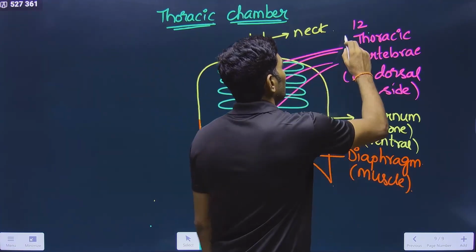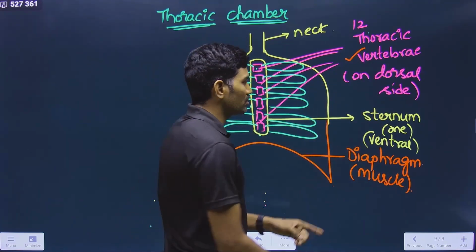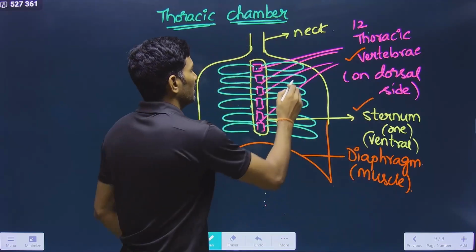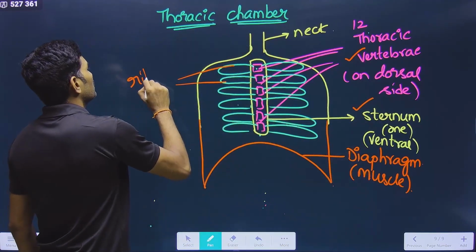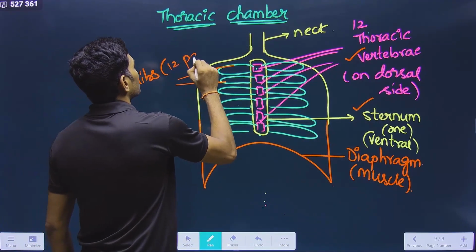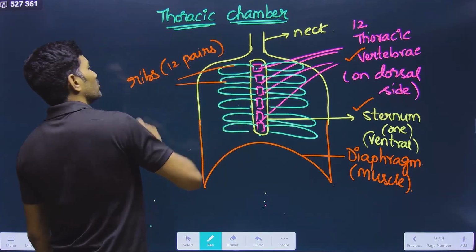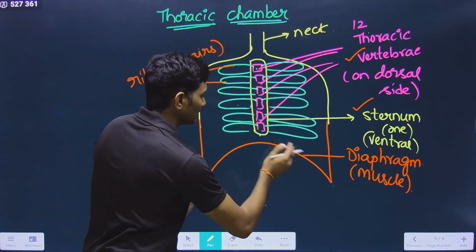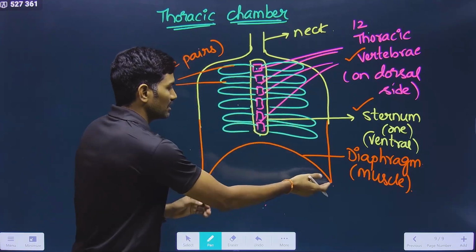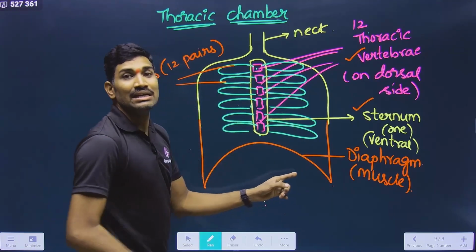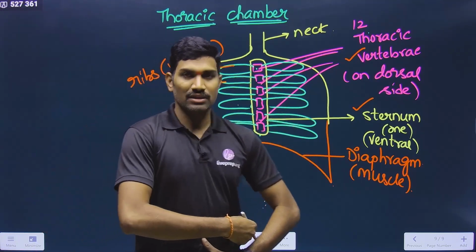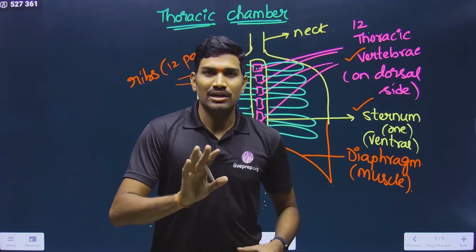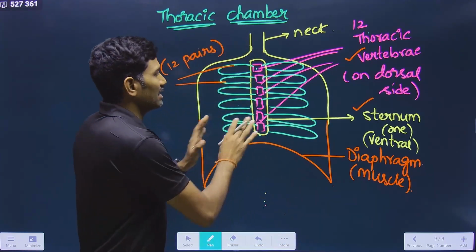Please remember, thoracic vertebrae are bones. Sternum is also bone. And these are the ribs, 12 pairs. These are also bones. Understood or not? So now on the ventral side, what is present? Not ventral, sorry, on the posterior side, what is present? Diaphragm is present. So at the bottom side it is present like this.